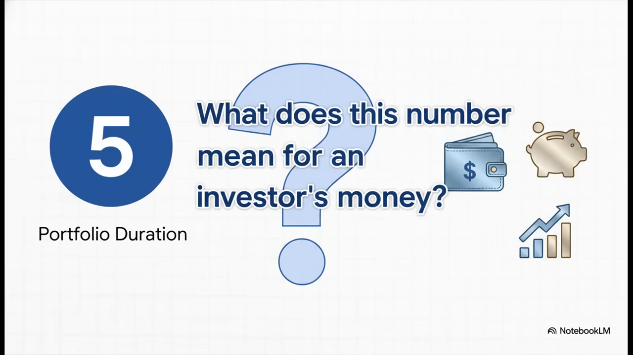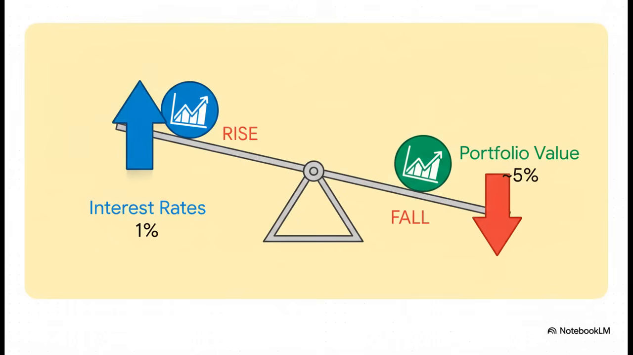So, here's the million-dollar question. What do we actually do with this number? Knowing the duration is 5 is great, but what does it mean in the real world? You know, when you're managing your money, how does this translate into actual gains or losses? Here's the key takeaway, the rule of thumb. A duration of 5 means that for every 1% change in interest rates, your portfolio's value is going to move about 5% in the opposite direction.